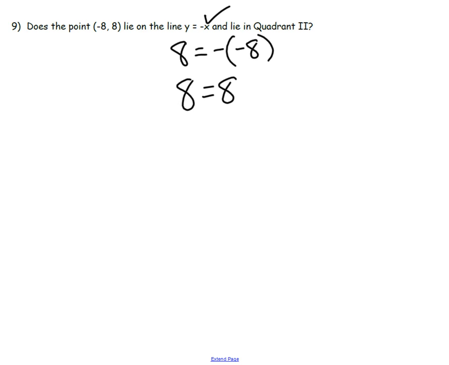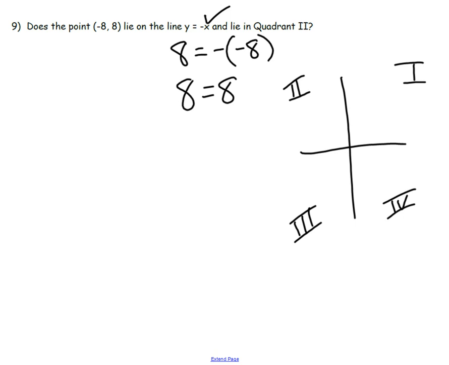Okay, now the second part, is that point in quadrant 2? Well, if we remember our quadrants here, we have 1, 2, 3, 4. Okay, what's true about quadrant 1? They're all positive. How about quadrant 2? The x values are negative. Quadrant 3? Negative, negative, and then negative, positive.